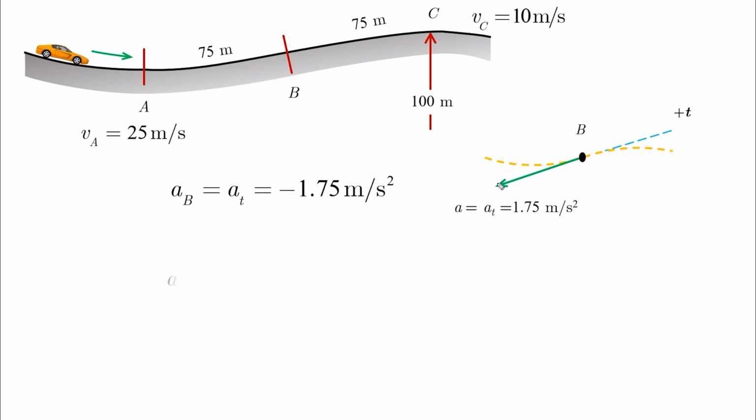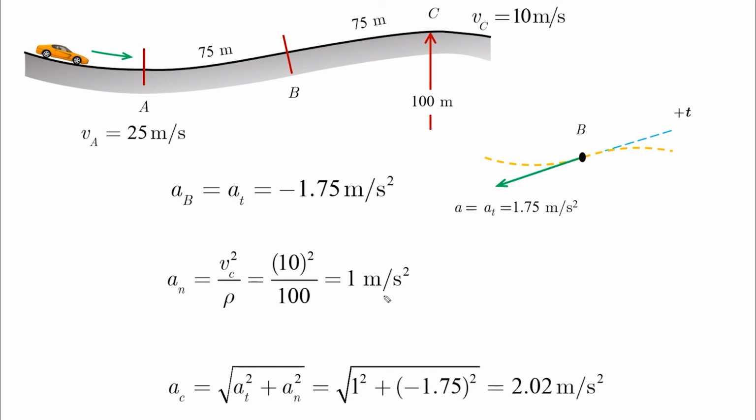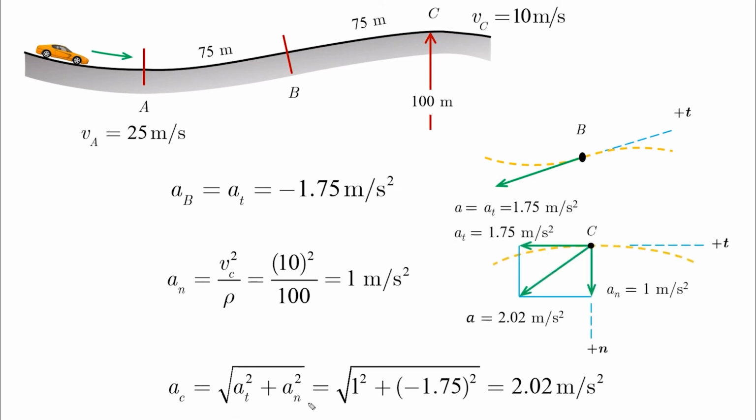And to find the total acceleration at C, we need to find AN first, which is V square over rho, and it's equal to 1 meter per second square. So the total acceleration at C by definition becomes 2.02 meter per second square. And note that the tangential acceleration is valid all over the path from A to C. And what makes the total acceleration change at each point is AN.